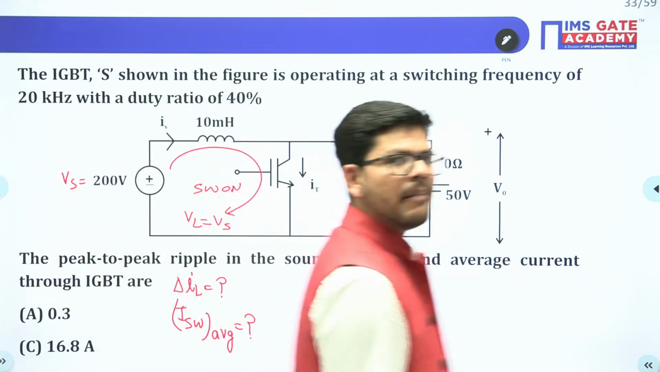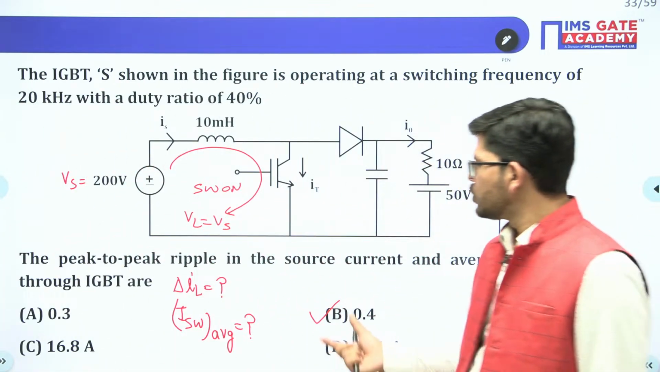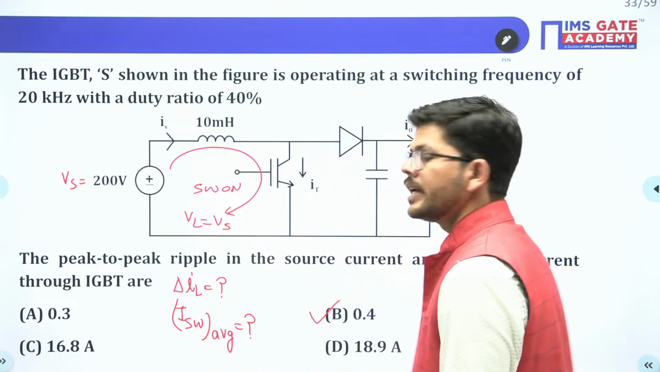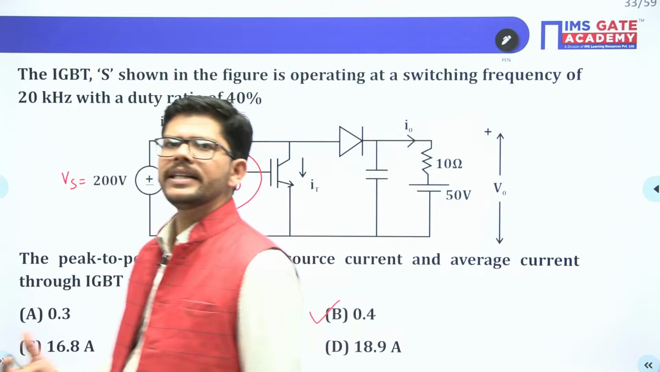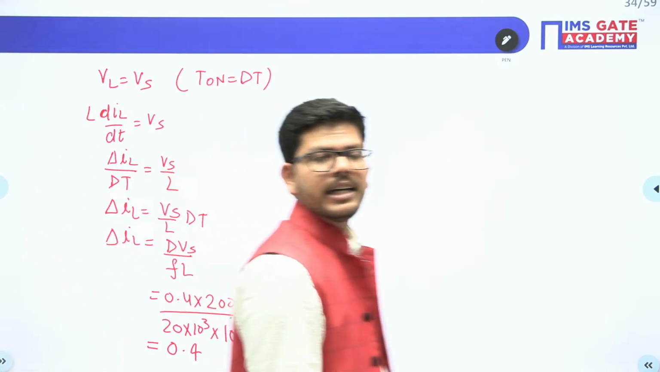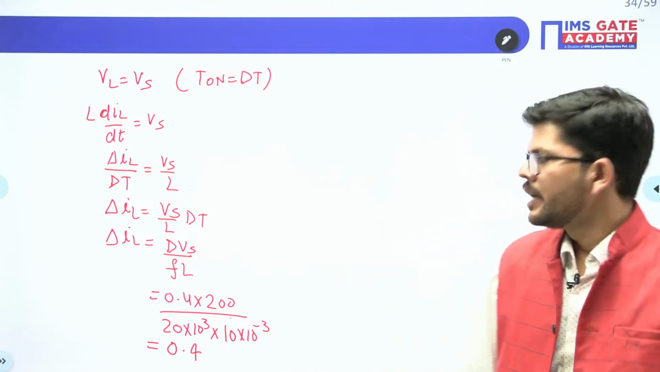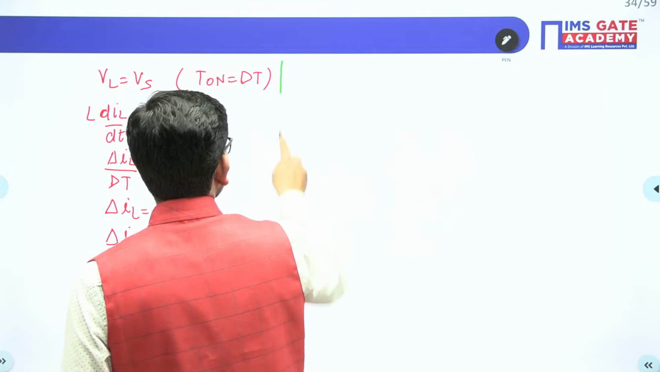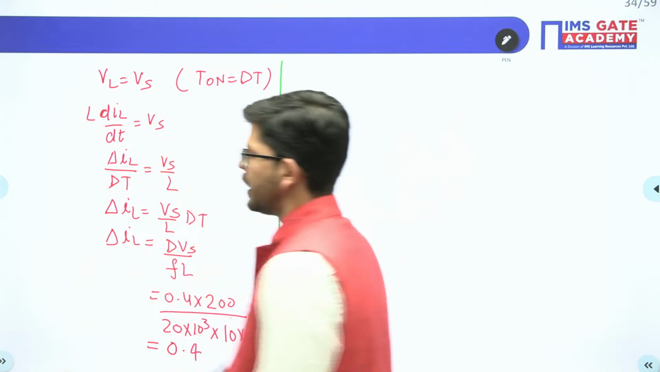So, this is an MSQ type of question, guys. One option we have calculated, the peak to peak current. Now, we have to calculate the average switch current. Are you getting the same answer? Whether you are getting the same del IL value, it is 0.4. Now, we have to calculate the average switch current. So, let us see how we will proceed for that.